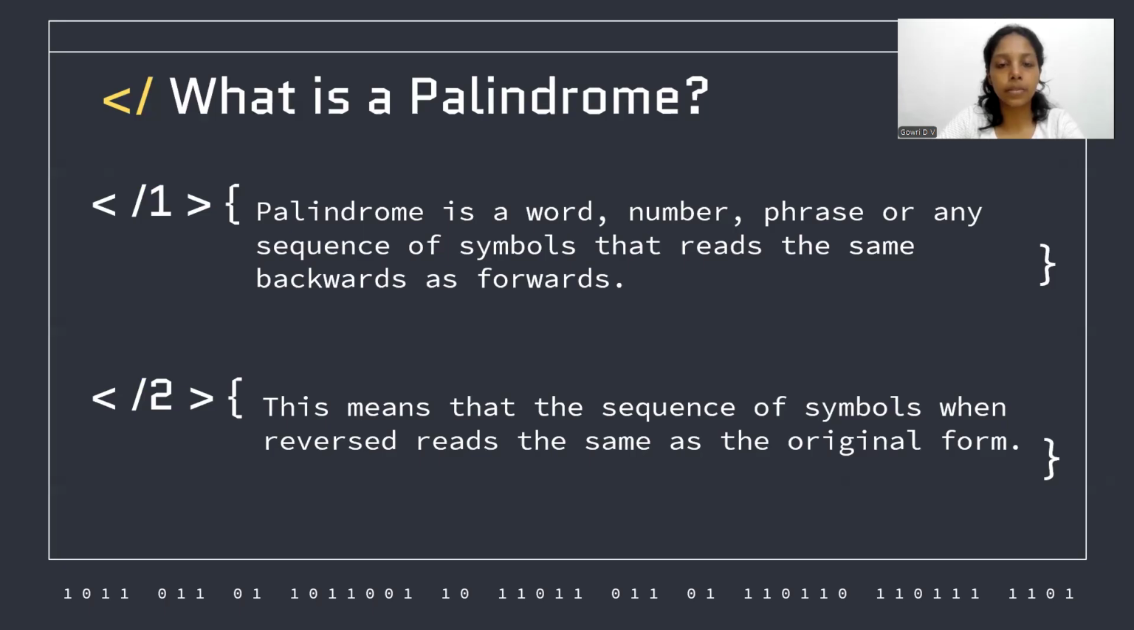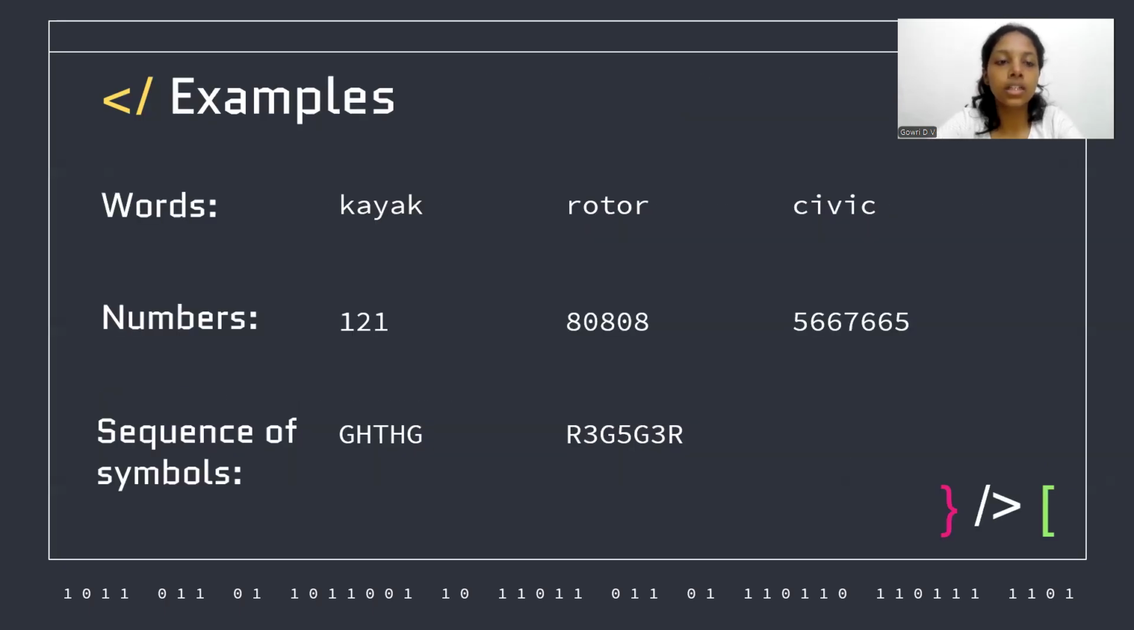Let's take up some examples to understand this better. The words like kayak, rotor, civic are palindromes. Let's take civic. It spells CIVIC forwards and CIVIC backwards as well. So it's a palindrome. Numbers. 80808 is the second example. This reads the same backwards as well. So it is a palindrome.